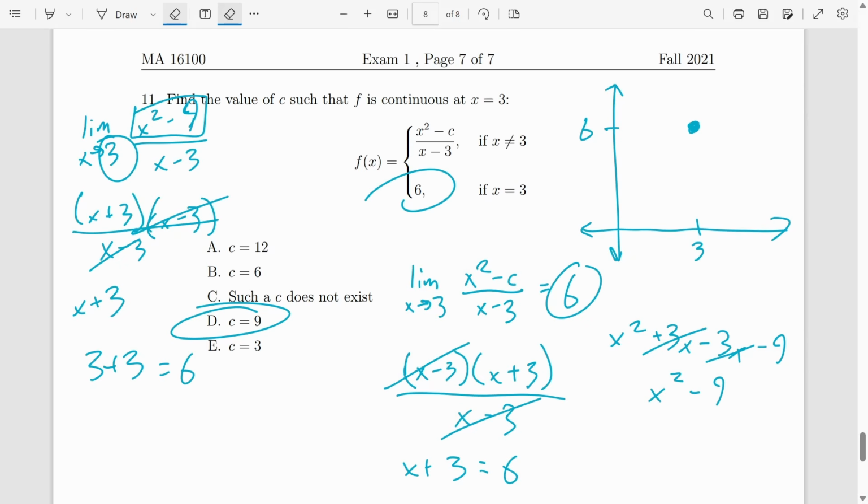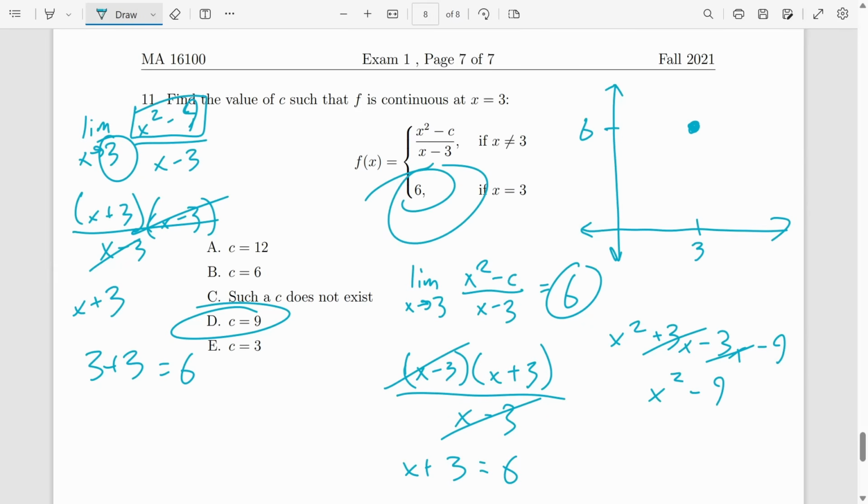And actually, that's another way you can solve this problem, just through brute force. If you don't know what I just said in these past 4 minutes, you can just plug each one of these values in for c and then evaluate the limit, and whichever one gives you 6 is your answer. So I think that's another way you can do this problem.